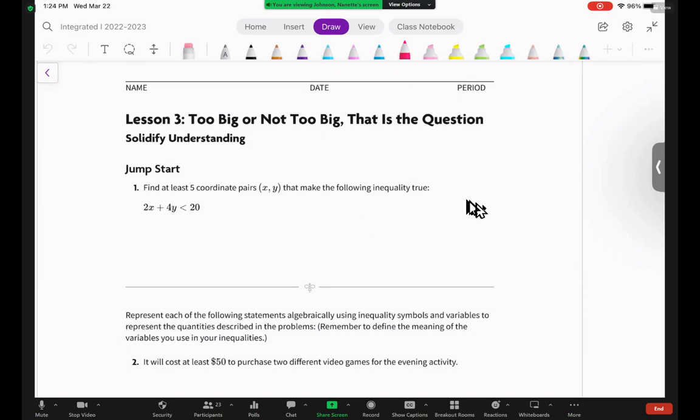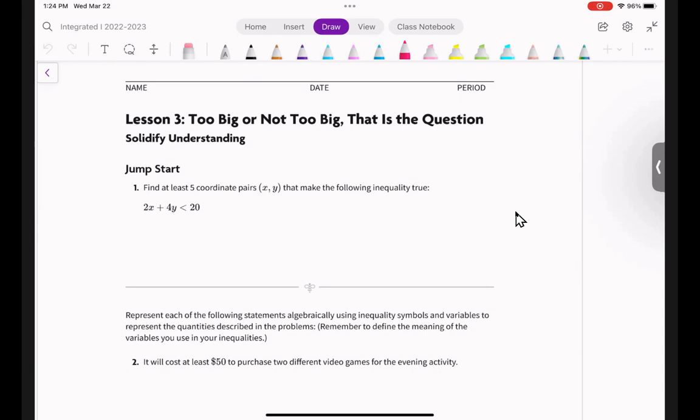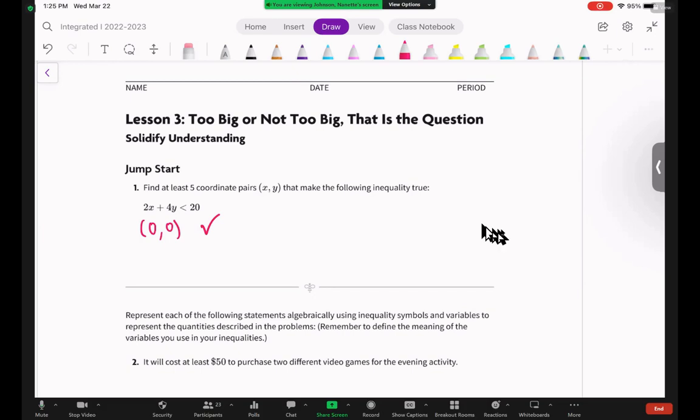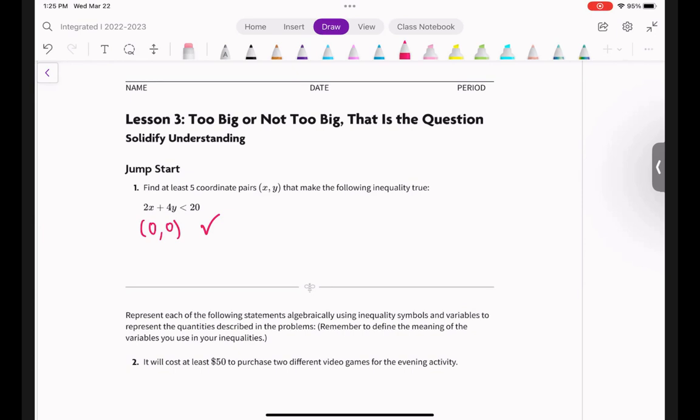Okay. So the lesson is called Too Big or Not Too Big. That is the question. The jumpstart is find at least 5 coordinate pairs that make the following inequality true. So go ahead and do that really quick. Find 5 pairs, an X and a Y, that would make this true. Here, I'll start you off. I'll go with 0, 0. Favorite numbers to plug in, because 0 times 2 is 0, plus 4 times 0 is 0. So 0 plus 0 is 0, and 0 is less than 20. Check. Can you please find me 4 more pairs?